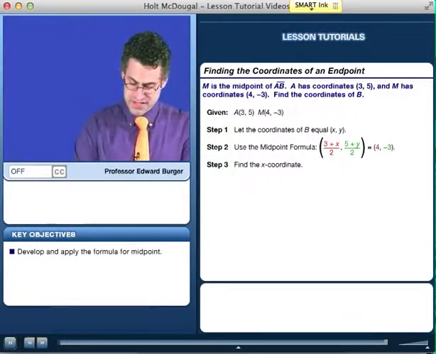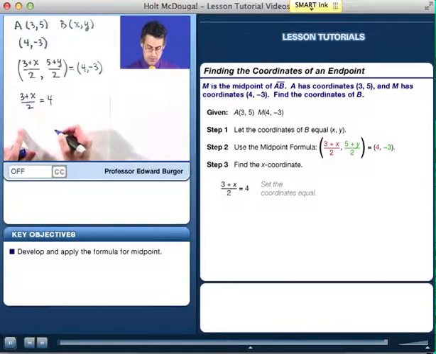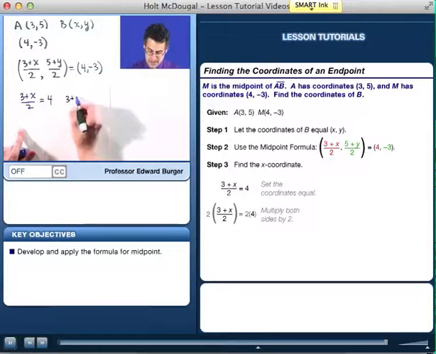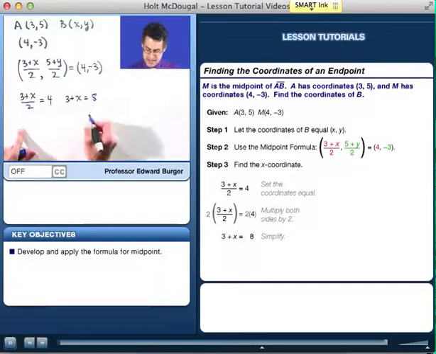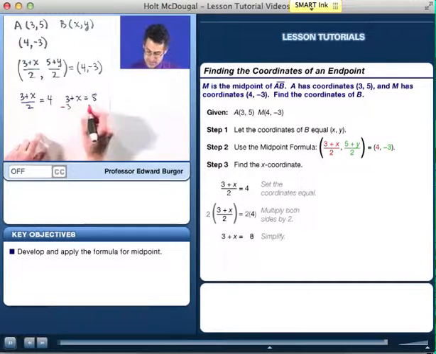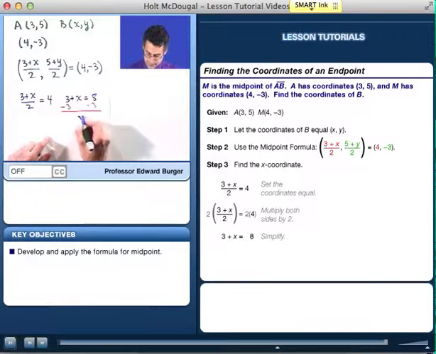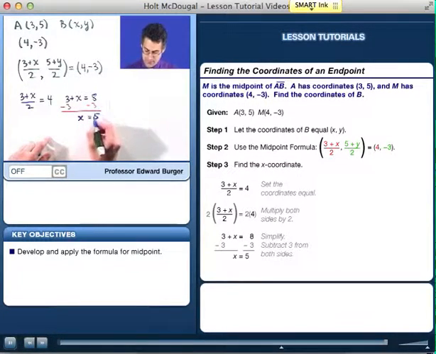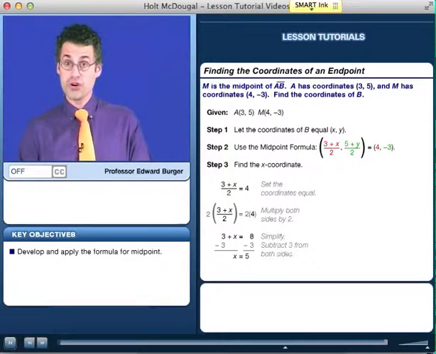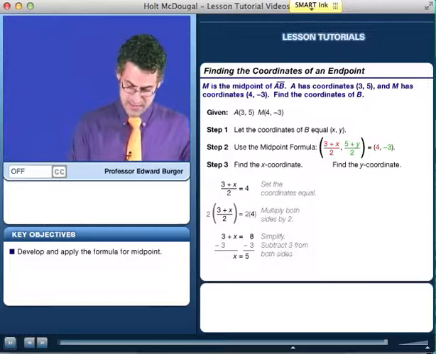If I take the first set, (3 plus x) over 2, and set that equal to 4, well, if I multiply both sides by 2, what I see is 3 plus x equals 8. And if I now subtract 3 from both sides, I see that x equals 5. So that's the first coordinate. And how do I get the second coordinate? Well, the second coordinate follows from the same exact idea.